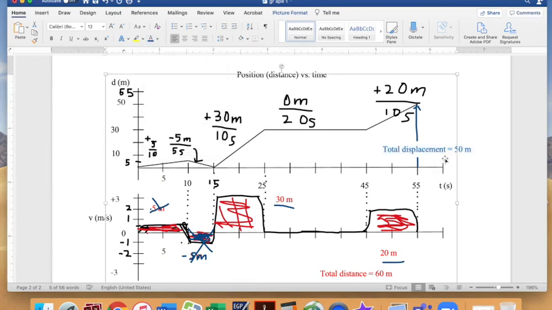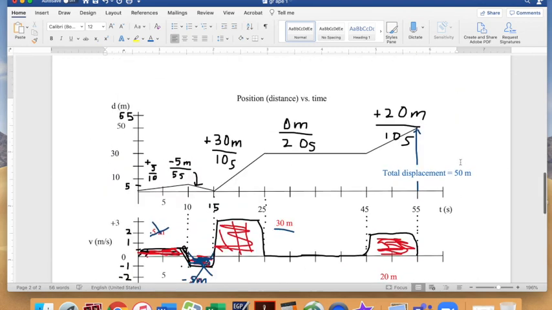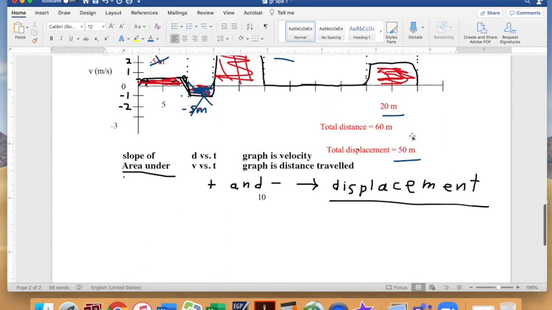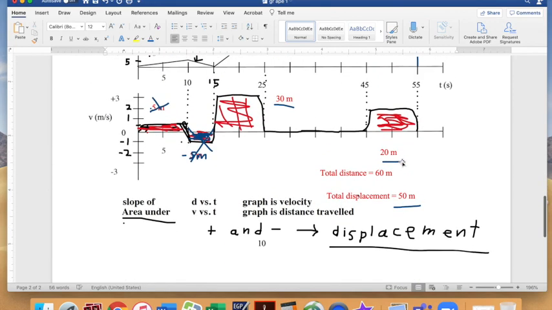So there we go, distance versus time graphs. Actually, more accurately, position versus time graphs, and velocity versus time graphs. I hope we learned a lot today.